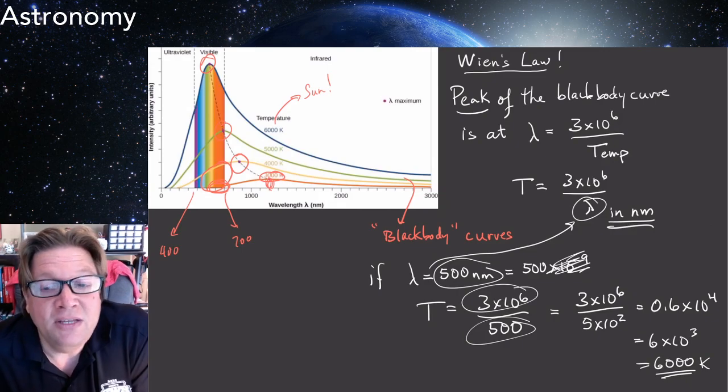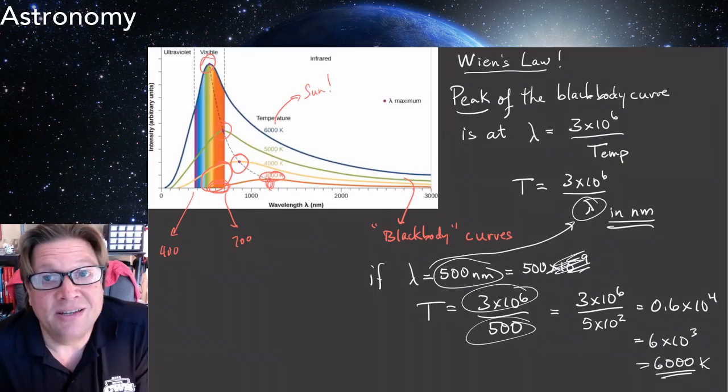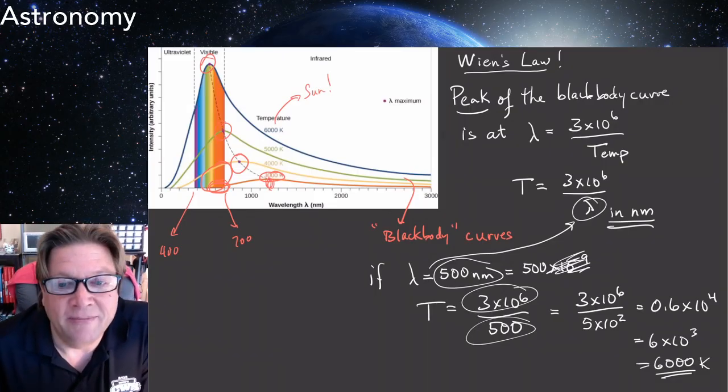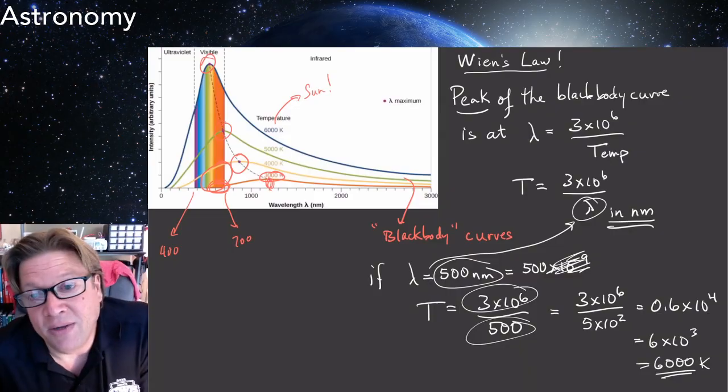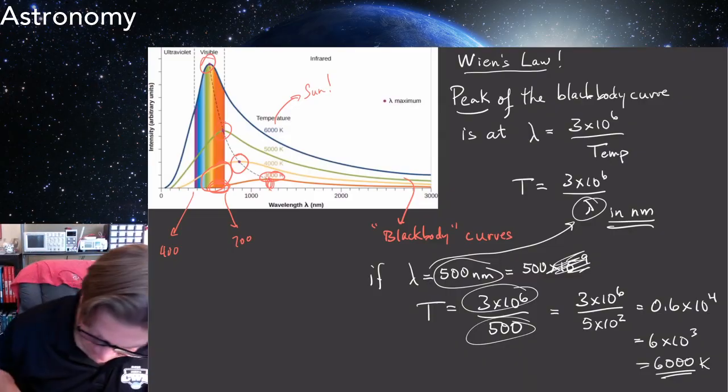Cool. So that's Wien's law. You just divide 3 million by the wavelength, and then you got the temperature. It's actually a really simple measurement. We do it all the time. You'd think if we did it all the time, I wouldn't mess it up, but I messed it up. Okay, next.